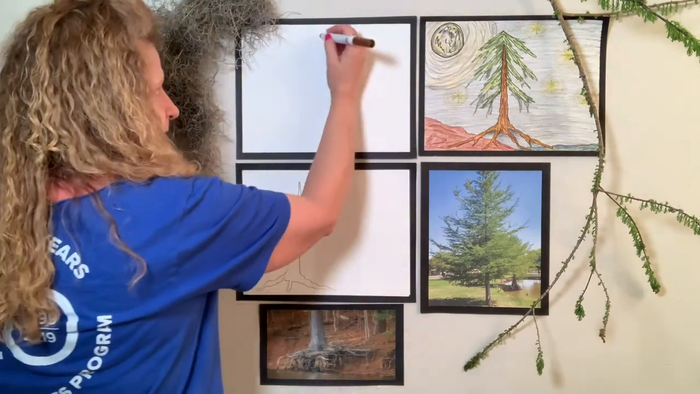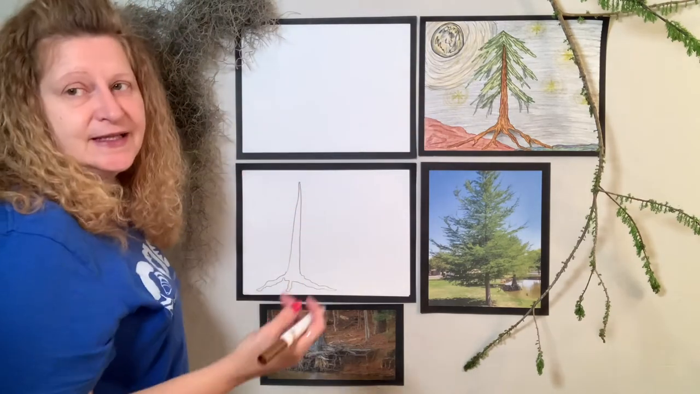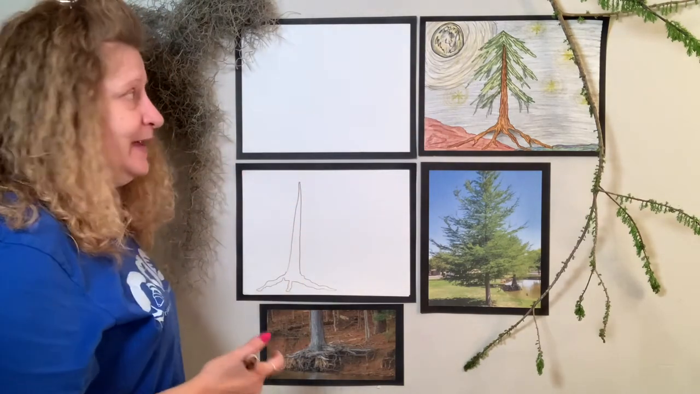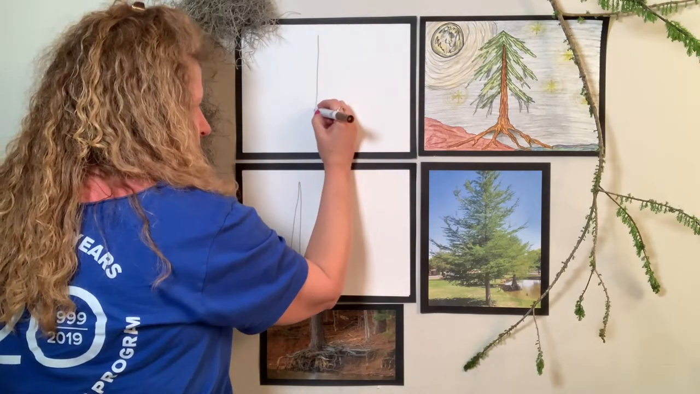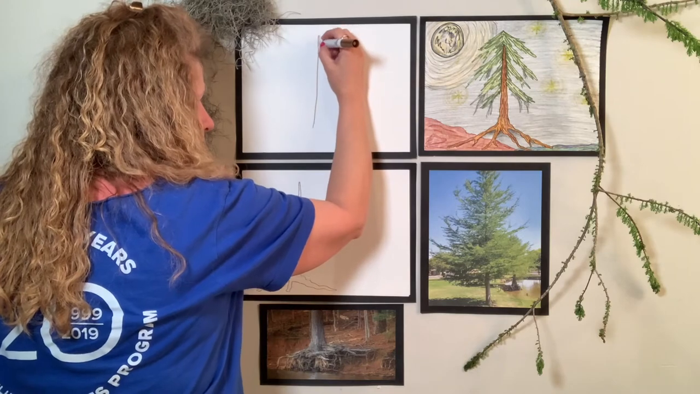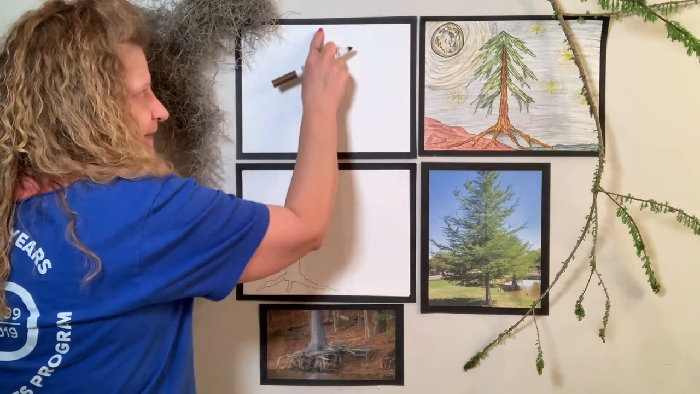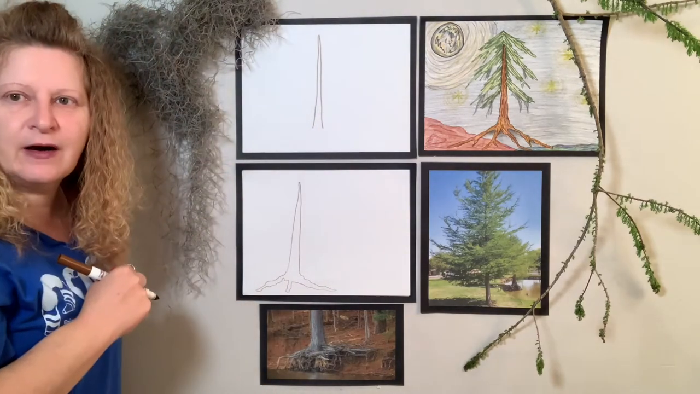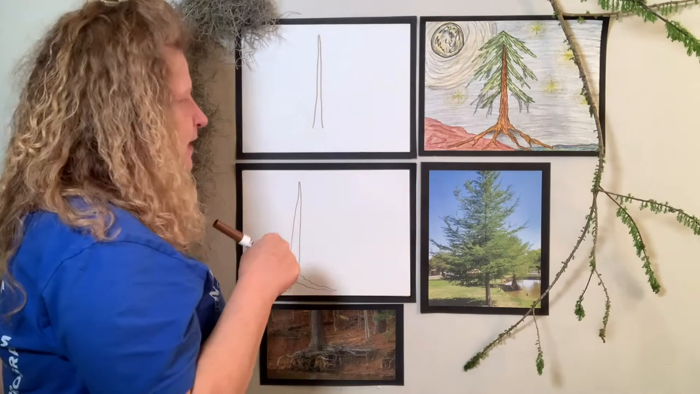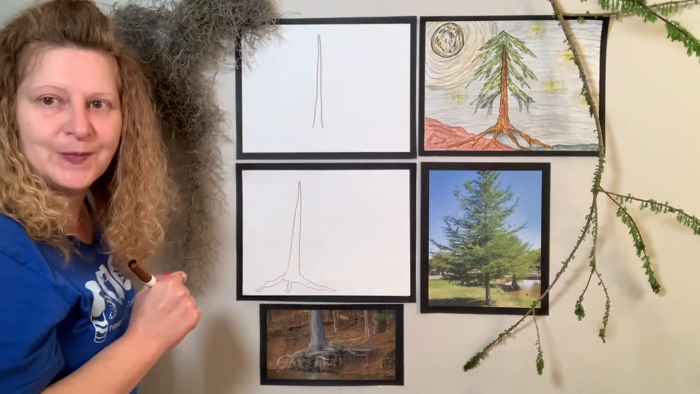So here we go. Now I'm going to decide, do I want it on the left side, right side, middle? It's up to you on where you want your tree to be. I'm going to make mine right here. I'm going to start and make my lines going down. Now that's kind of like the top of a triangle, and then I'm going to stop about right here because I want to make my roots a little bit higher on my paper. So let's do that now.